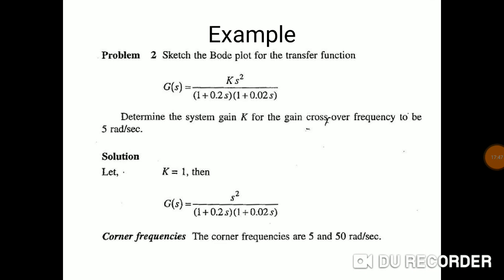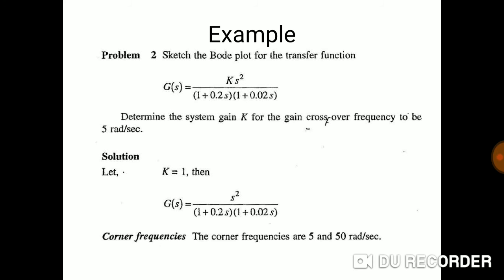Then we'll go for another example. Sketch the Bode plot for the transfer function G(s) equal to k s square divided by (1 plus 0.2 s) into (1 plus 0.02 s). Determine the system gain k for the gain crossover frequency to be 5 radian per second.